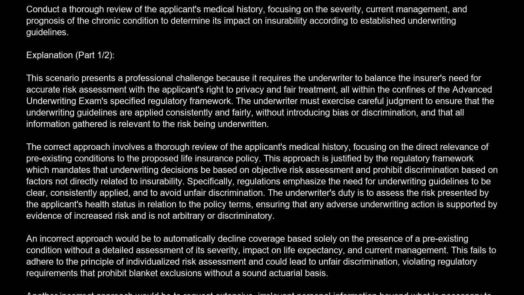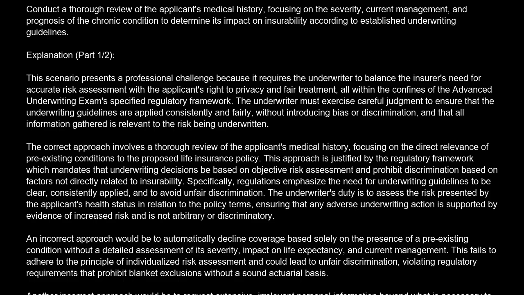Specifically, regulations emphasize the need for underwriting guidelines to be clear, consistently applied, and to avoid unfair discrimination. The underwriter's duty is to assess the risk presented by the applicant's health status in relation to the policy terms, ensuring that any adverse underwriting action is supported by evidence of increased risk and is not arbitrary or discriminatory.